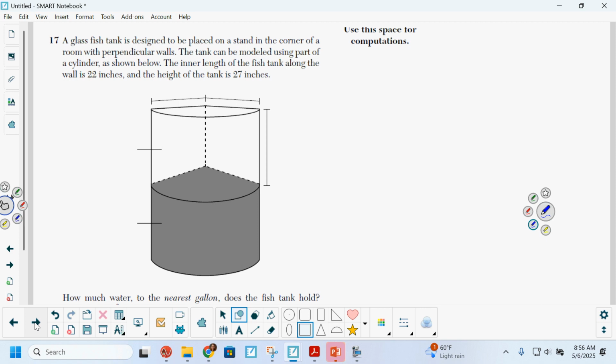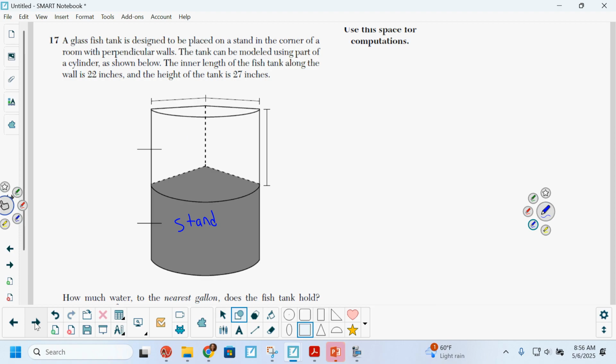A fish tank is designed to be placed on a stand in the corner of a room with perpendicular walls. So when I first looked at this problem, I was a little confused, but this right here is the stand. So then up top here, this is your fish tank. The tank can be modeled using part of a cylinder, as shown below.